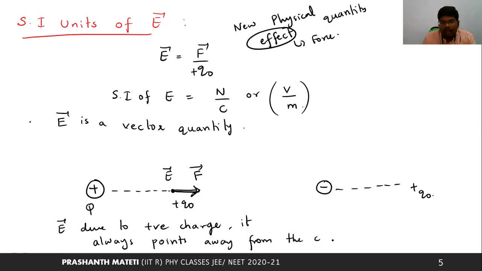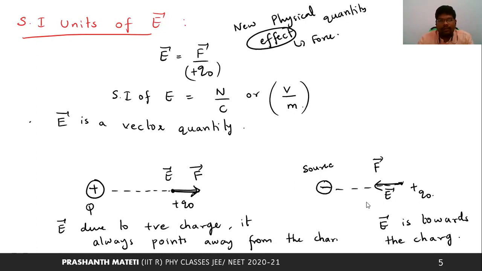But if you take a negative charge as the source charge, it is the one producing the field, and the electric field only depends on that. Now the test charge is positive, so it experiences force in this direction. Since the test charge is positive, electric field and force are always in the same direction. That means the electric field due to a negative charge is towards the charge.